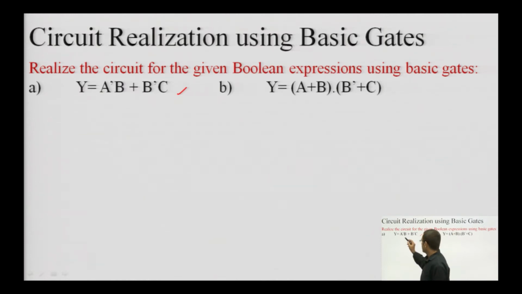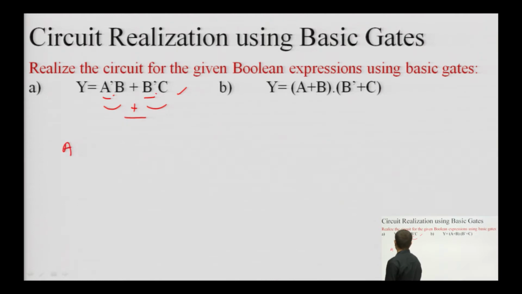Then I can see that A is having a bar, B is having a bar, that means definitely I need a NOT gate. Then I can see that these two variables are being multiplied, that means I need two AND gates, and then once these two products are ready, they are to be added together, that means I need an OR gate. So, this gives me the requirement that two NOT gates, two AND gates and one OR gate are required. So, let us convert this into a circuit.